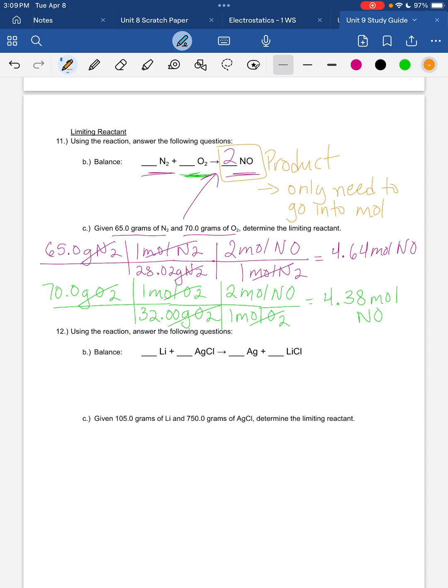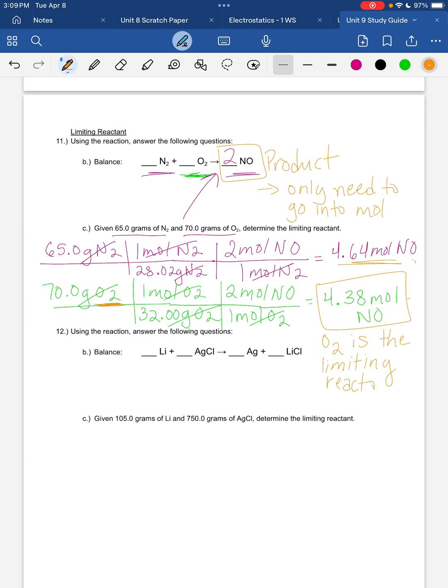Taking a look at these 2 values, which one is smaller? It is going to be 4.38 moles of nitrogen monoxide. That means this is the most we can make before we start to run out of things. If you remember that root beer float example where we ran out of root beer and still had ice cream left over, this is the same idea. In this case, what we're going to run out of is our oxygen. So that means O2 is the limiting reagent. We're going to run out of that first because we're not going to create enough product compared to N2.